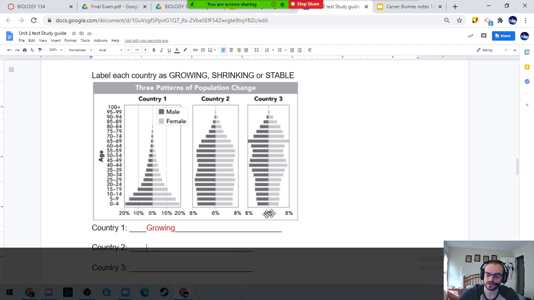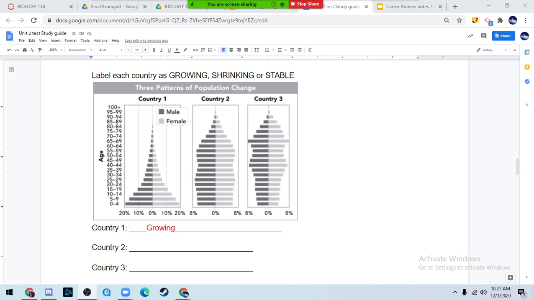All right, country 2. Country 2 has what I call the smashed egg shape. So if you took an egg and you stood up straight and you smashed it on the table, the bottom would flatten out. So country 2 has that smashed egg shape, a nice even distribution of ages in the population, meaning that their population is stable. So it is neither growing or shrinking.